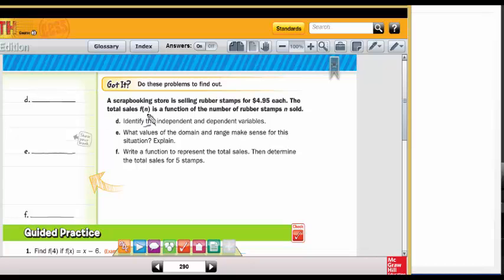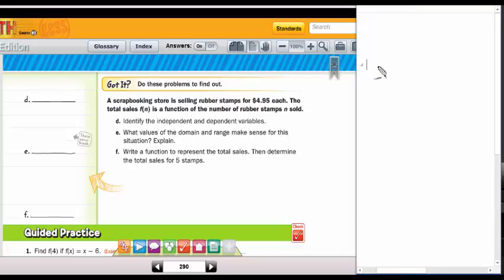Okay, let's take a look at D, E, and F. A scrapbook store is selling rubber stamps for $4.95 each. The total sales, f of n, is a function of the number of rubber stamps sold. Let's look at this the old way. We would say that y is our output equals our slope. Well, $4.95 each is a unit rate. That's our slope.